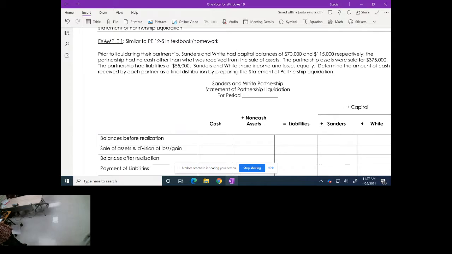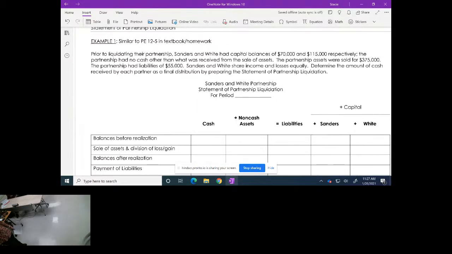All right, so prior to liquidation, Sanders and White have capital balances of 70 and 115. The partnership had no cash, so they were left with no cash except for what they get from selling assets. They sold the assets for $375, and the liabilities of the partnership were $55. So this is all the pieces we need to do this. Sanders and White share income and losses equally.